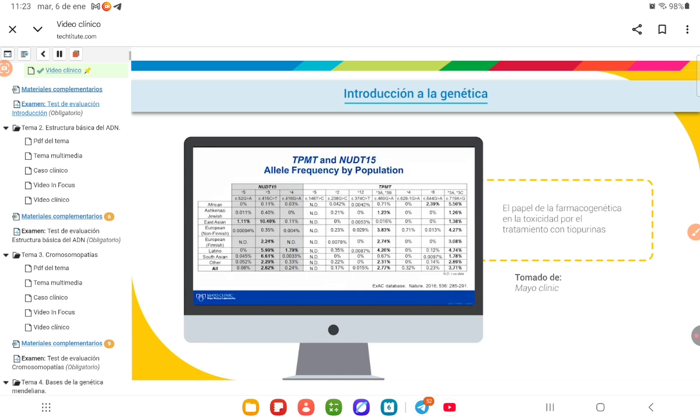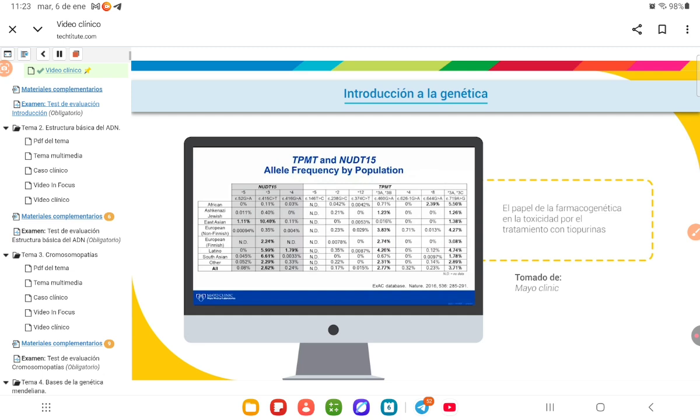At this point, TPMT testing is widely accepted, so questions are arising as to who needs to be tested for NUDT15 prior to thiopurine-based therapy. Is it only important in patients from specific populations? Well, this table shows the frequency of the SNPs included in our test and is broken down by population.